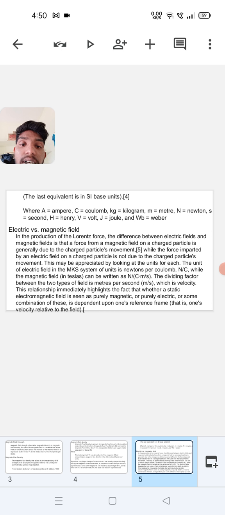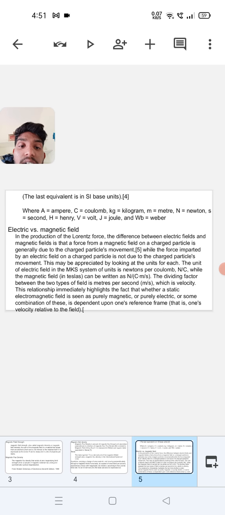The units of electric field in the MKS system of units are Newtons per coulomb, N/C, while for magnetic field the units differ by meters per second, which is velocity. The relationship immediately highlights the fact that whether a static electromagnetic field is seen as purely magnetic, purely electric, or some combination of these is dependent upon one's reference frame, that is, one's velocity relative to the field.